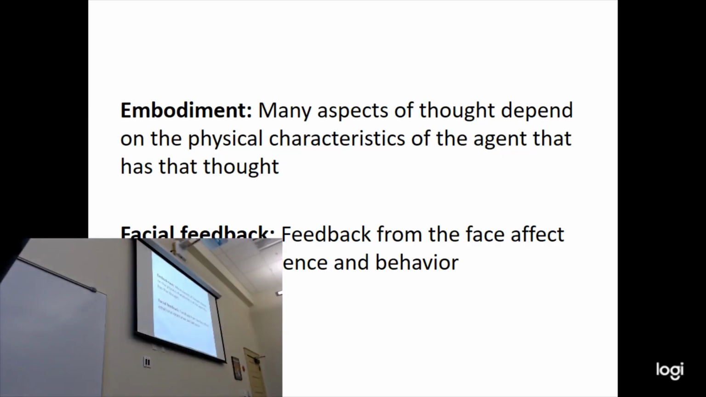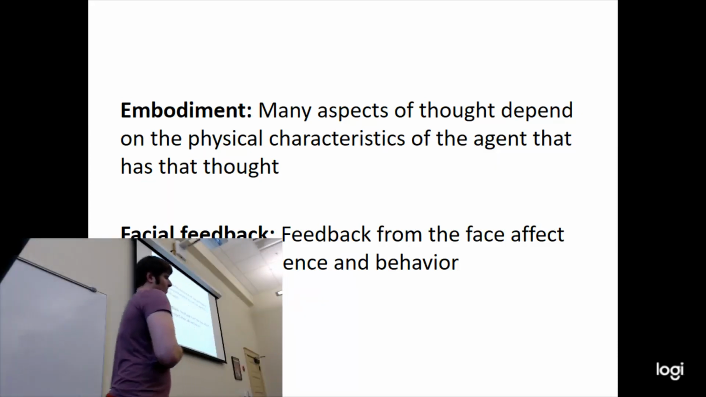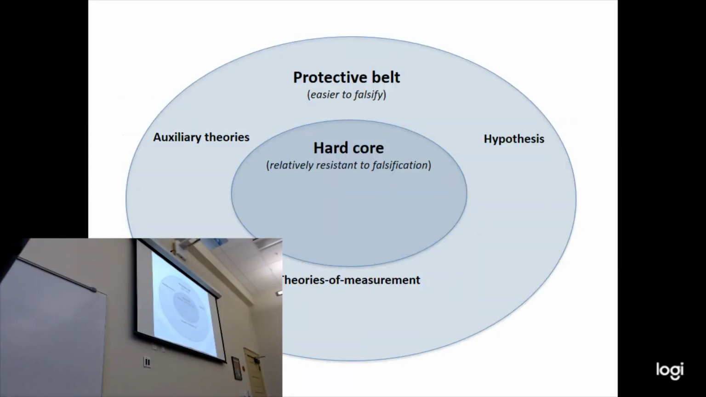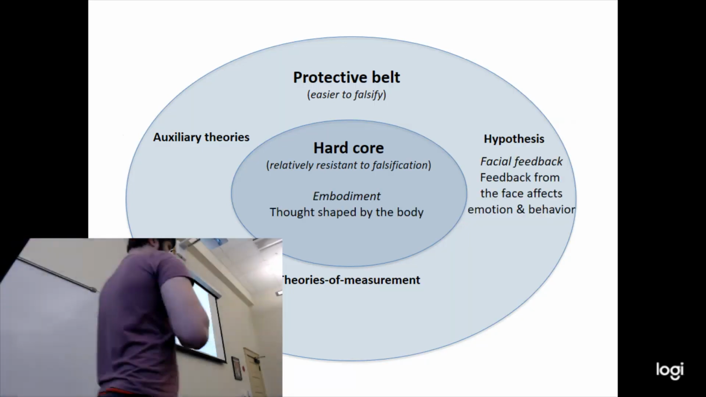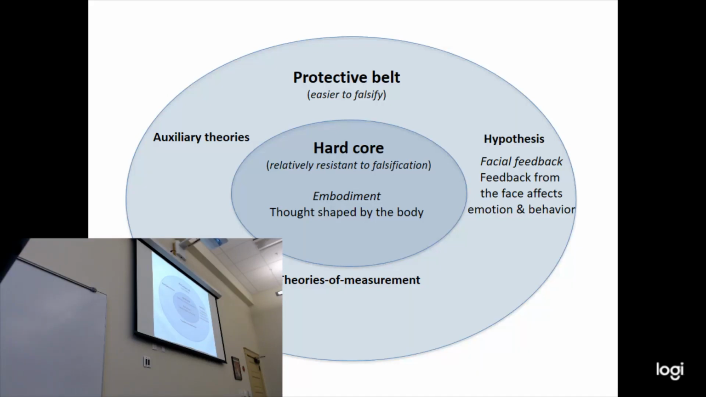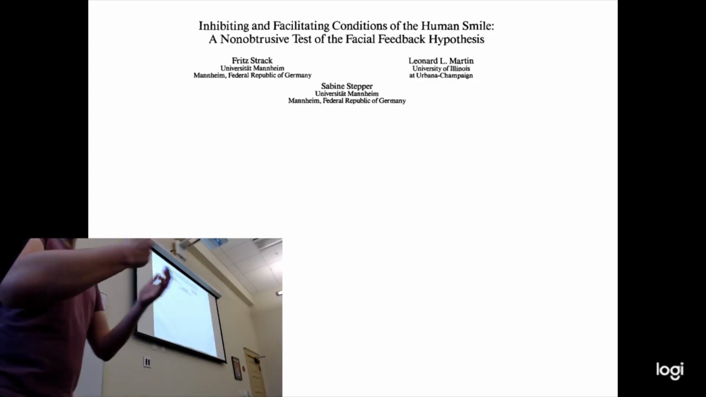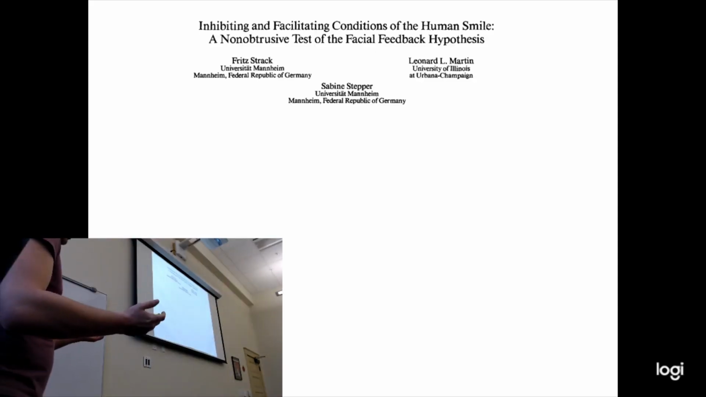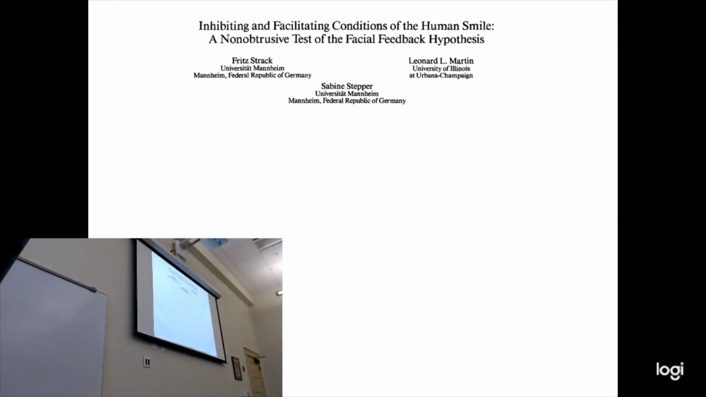One example of embodied cognition is the facial feedback hypothesis. So the idea of facial feedback is that stuff that's happening to your face, specifically facial expressions, influences emotions and behavior that's connected to those emotions. So we've got one idea that's at the hardcore, at the center of the theory, and one idea that's on the periphery. A lot of introductory psychology textbooks cover it, so if you took an introductory psychology class, maybe you read about it.